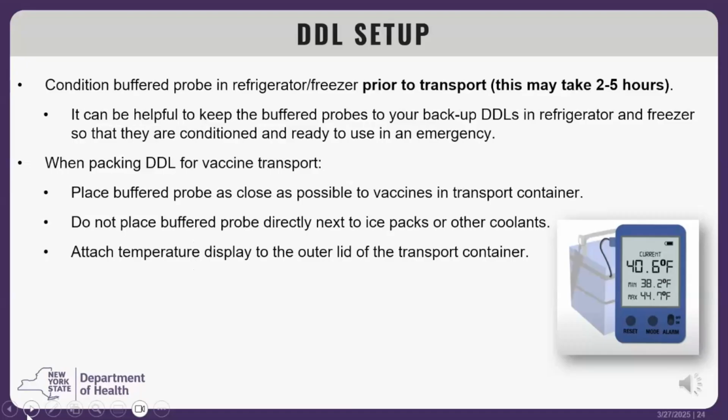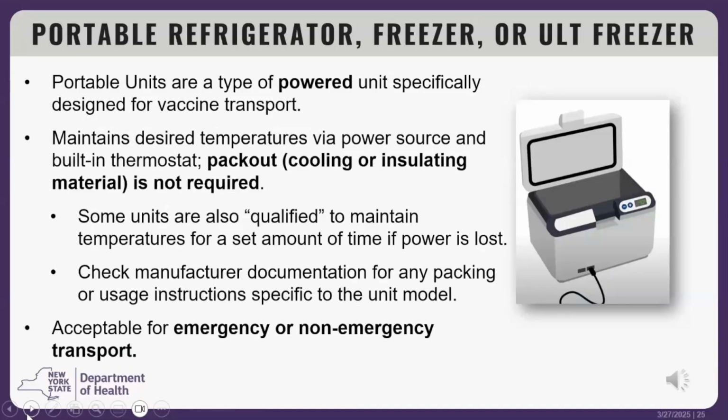Portable units are specifically designed for vaccine transport. They maintain temperatures via a power source and can be plugged into a regular outlet in the office and into a vehicle's auxiliary outlet to maintain proper vaccine temperatures during transport. The pros of this type of unit are pack-out, or cooling or insulating materials, are not required. Some units are qualified to maintain temperatures for a set amount of time if the power is lost. Potential cons are that some units are very heavy and therefore very difficult to lift or move. Be sure to check the manufacturer documentation for details on the weight and packing usage.